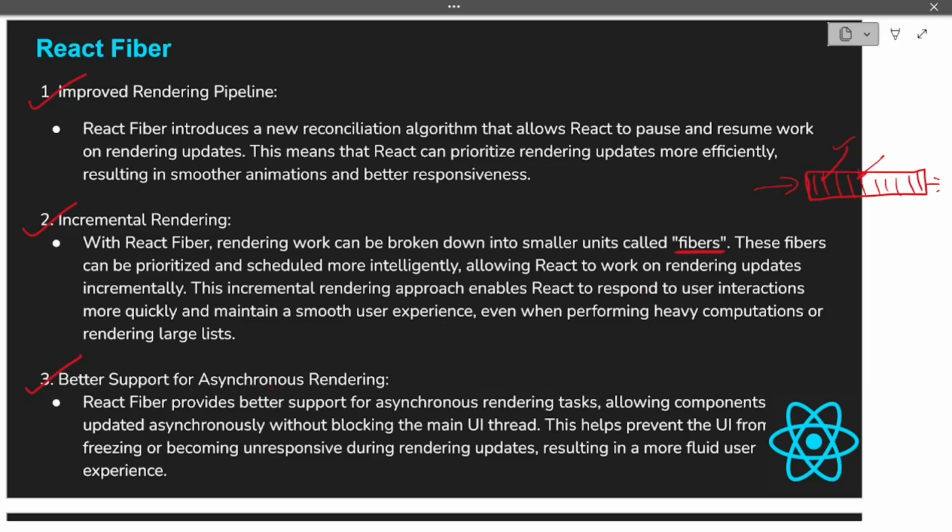Third point is better support for asynchronous rendering. React Fiber provides better support for asynchronous rendering tasks, allowing components to update asynchronously without blocking the main UI thread. This helps prevent the UI from freezing or becoming unresponsive during rendering updates, resulting in a more fluid user experience. So asynchronous rendering is also important. If you know these three points about React Fiber, you have sufficient content to explain to the interviewer.